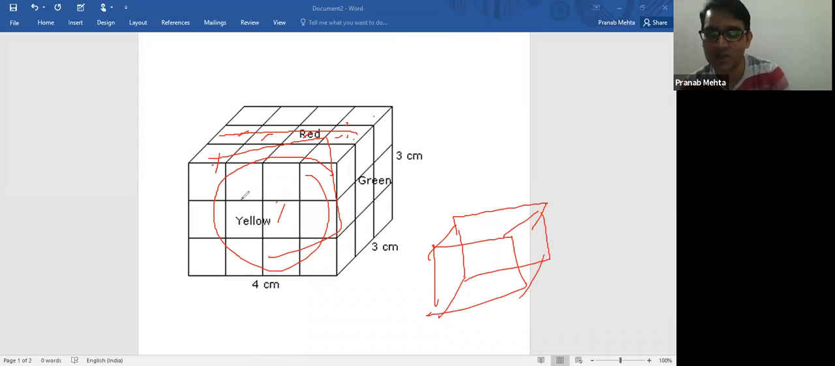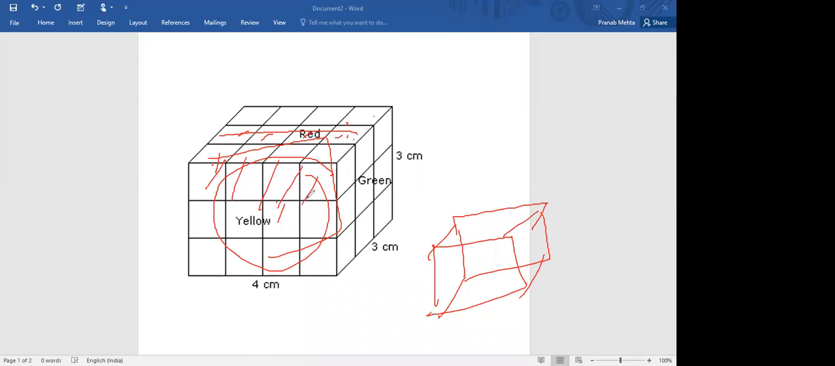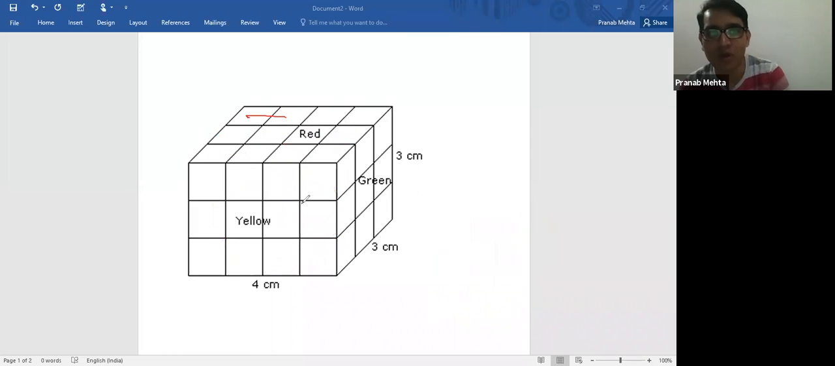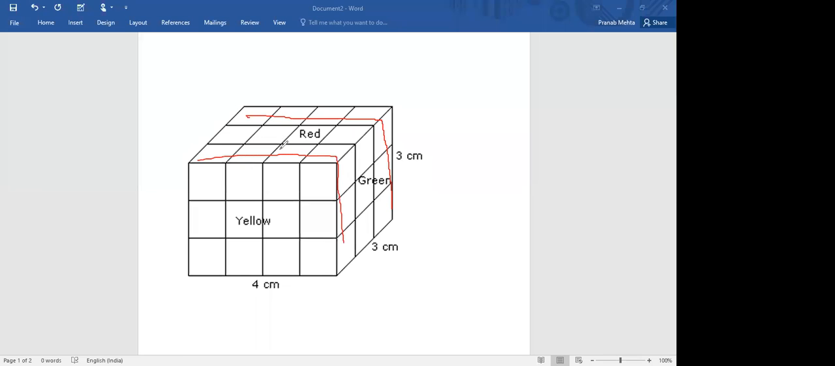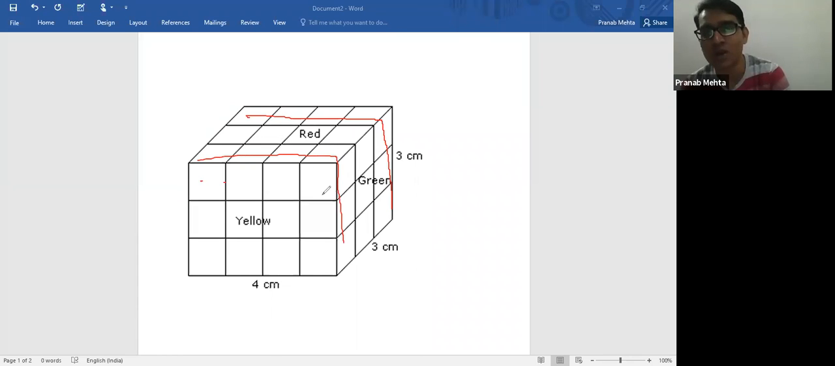Now imagine that you remove all these cubes. What will happen? Can you see once again you have the same number of cubes? Similarly, imagine removing this. Once again, what will happen? You will have 12 cubes, 4 into 3. Yes, sir. 4 into 3. 1, 2, 3, 4.